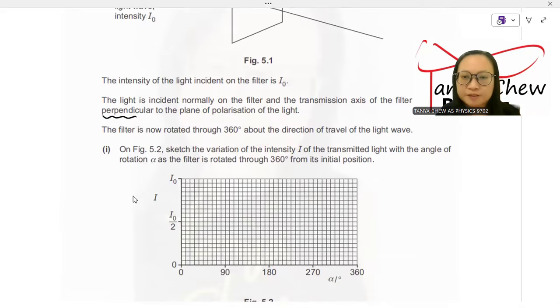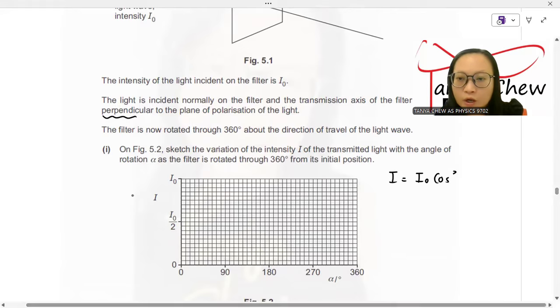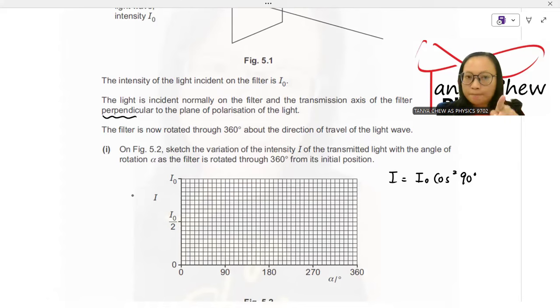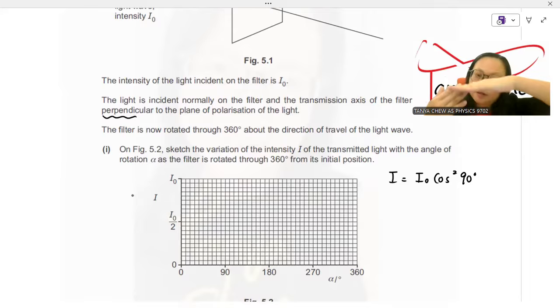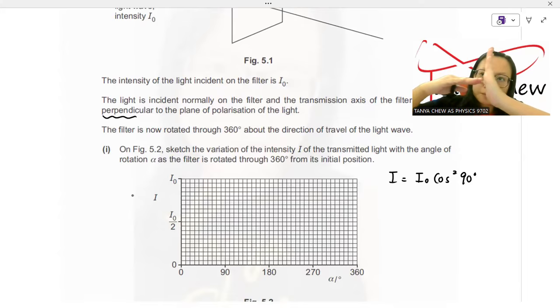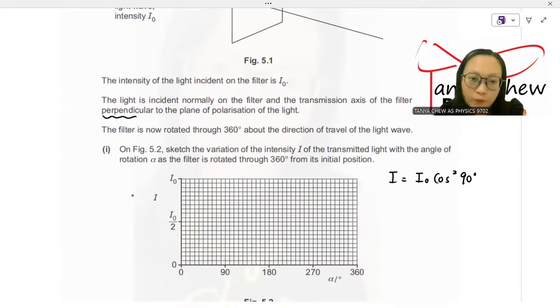So when the initial position is 90 degrees, I is equal to I naught cos square 90. Initially it is at 90, so don't be confused. The question has already explained that this filter is placed at 90 degrees. Initially, we are supposed to start at 0 degrees, but the question stated that this filter is at 90 degrees, which is perpendicular to the direction of travel of the wave. That is why when you cos 90, you get 0.